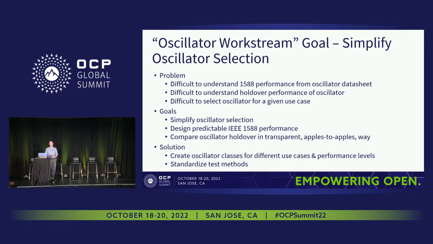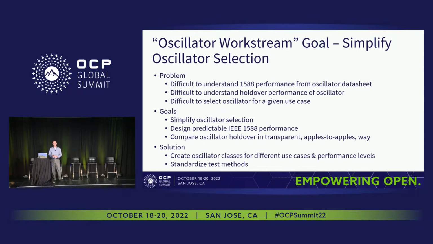So within the oscillator workstream, the problem is that when folks look at an oscillator datasheet, they don't typically understand how it translates into performance at the PTP layer. In other words, what is the time error that's provided by a particular oscillator? So the goal of the oscillator workstream is to classify oscillators to help people identify the performance level and be able to predict it, and have predictable performance when it's used within the data center.